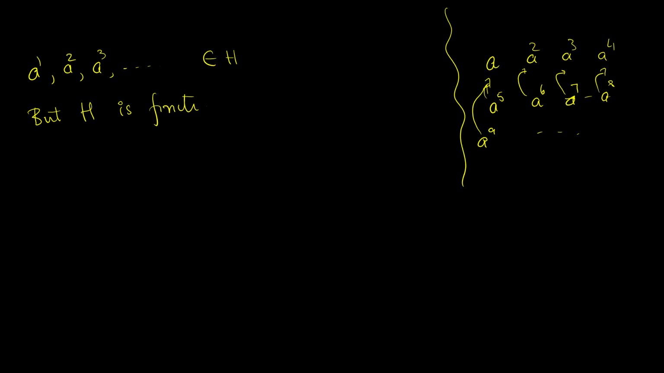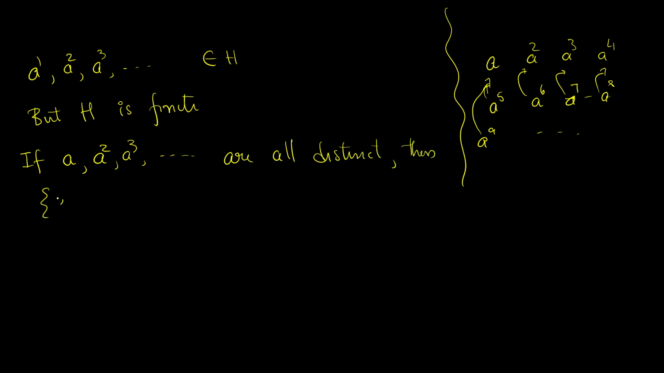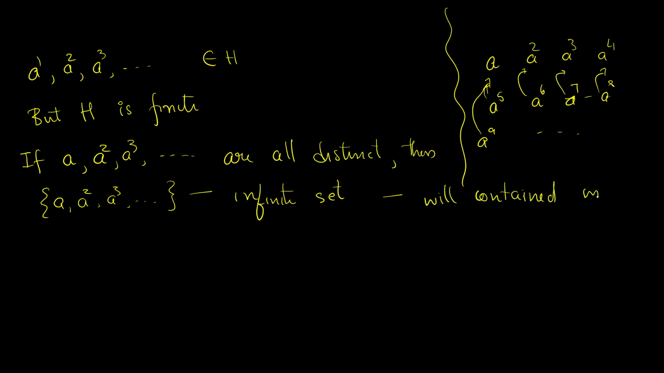Now suppose there is no repetition. If a square, a cube, etc., everything is distinct, then all of them are definitely contained inside H. So H will have to be infinite, right? So the argument is, if a, a square, a cube, etc., are all distinct, then this set is going to be an infinite list. It is going to be an infinite set, and this will be contained in H, but H is finite. So you see the contradiction, right? How can an infinite set be sitting inside a finite set? It cannot. So a square, a cube, etc., all of them cannot be distinct. So after some point, the pattern has to repeat.